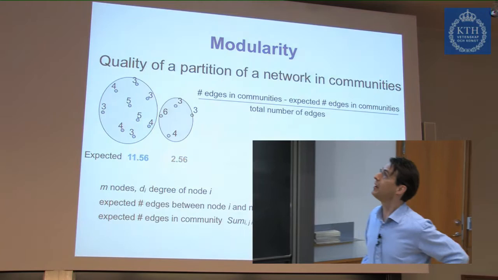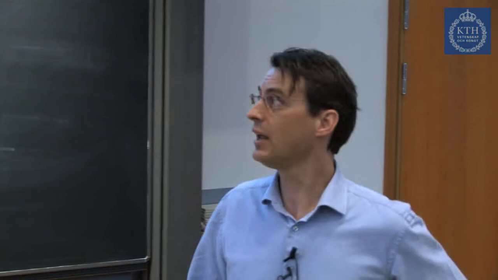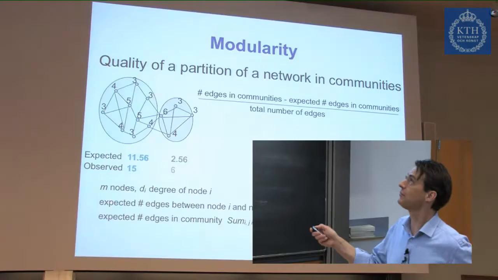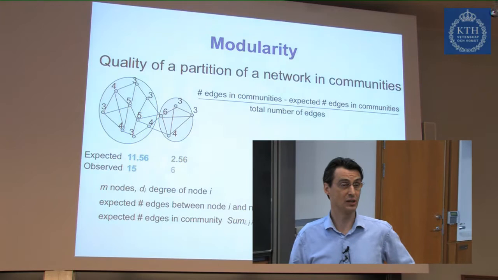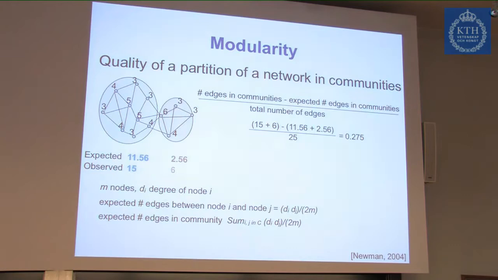Okay? So how many edges do we have in the graph? Well, I go back to the network I had at the beginning, and what we have is that we have 15 of these edges, and we have 6 here. And so I can compute exactly this quantity here, which is the modularity of the decomposition. And this quantity is equal to 0.275. So what is the quality of the community decomposition of my graph?